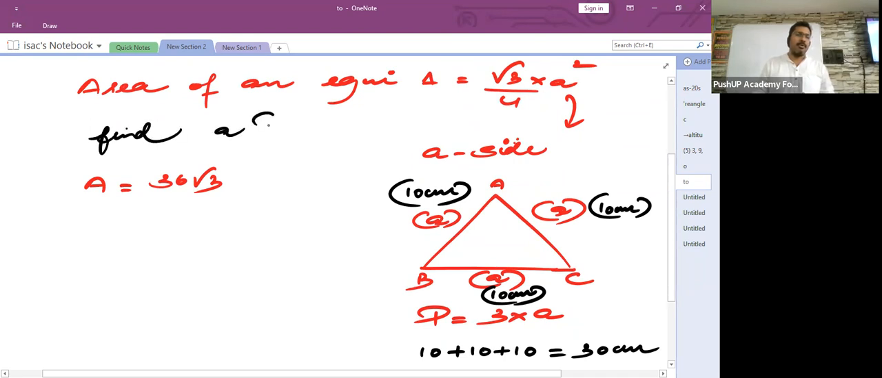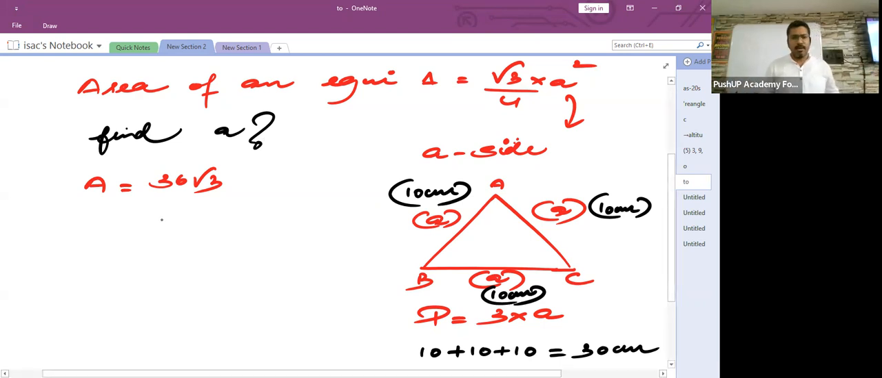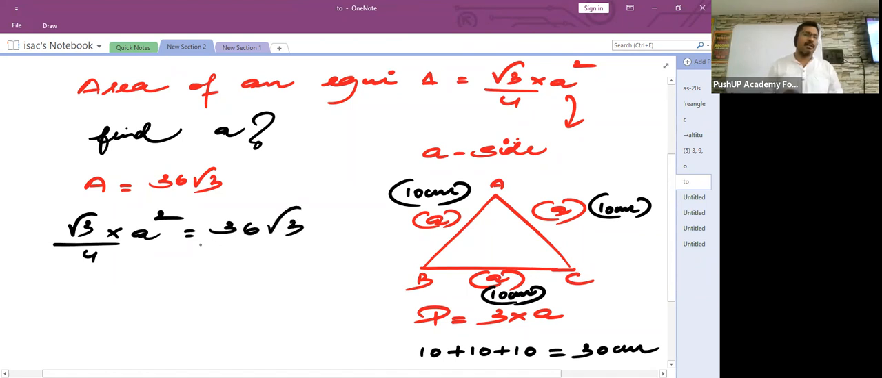Now, the point here is we don't know what is the value of A. That means what is the length of each side of this equilateral triangle. And hence, we have to first find it out and then we will find the perimeter. I hope I'm clear. Now, the area of this equilateral triangle is how much? 36 root 3. The area formula is what? Just now I said, it's root 3 by 4 into A square. And how much is the area of this triangle? It is 36 root 3.